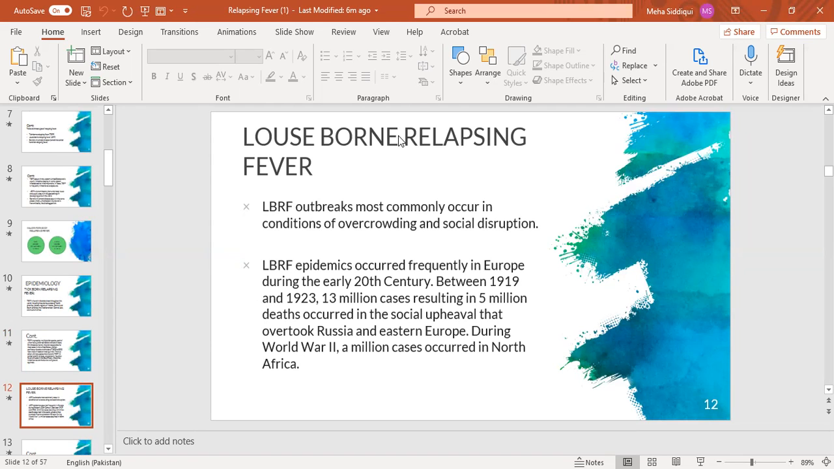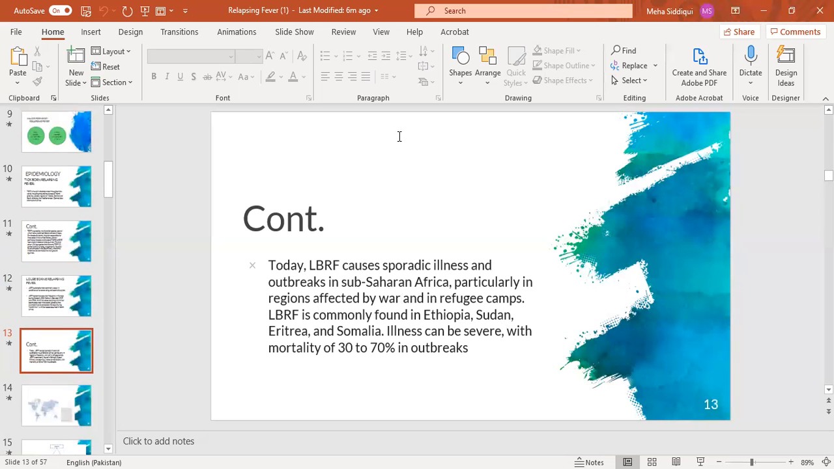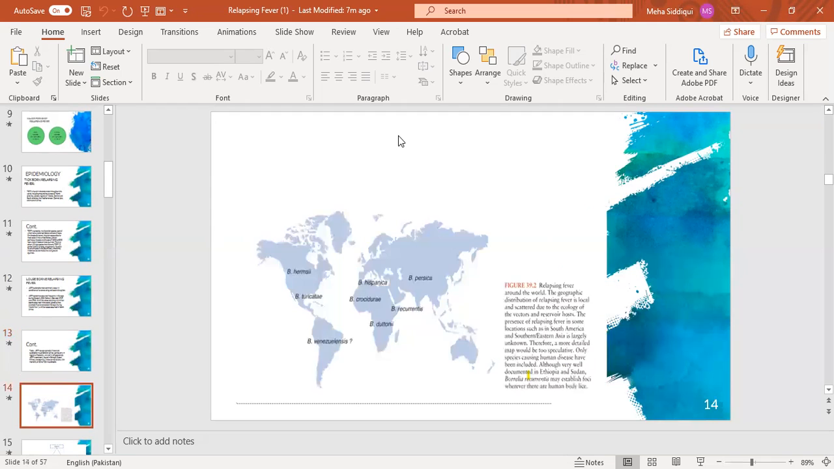It outbreaks most commonly in conditions of overcrowding and social disruption. Louse-borne relapsing fever epidemics occurred frequently in Europe during the early 20th century. Between 1919 and 1923, 13 million cases resulting in 5 million deaths occurred in the social upheaval that overtook Russia and Eastern Europe. During World War II, a million cases occurred in North Africa. Today, louse-borne relapsing fever causes sporadic illness and outbreaks in sub-Saharan Africa, particularly in regions affected by war and refugee camps. It is commonly found in Ethiopia, Sudan, Eritrea, and Somalia. Illness can be severe, with mortality of 30 to 70% in outbreaks.